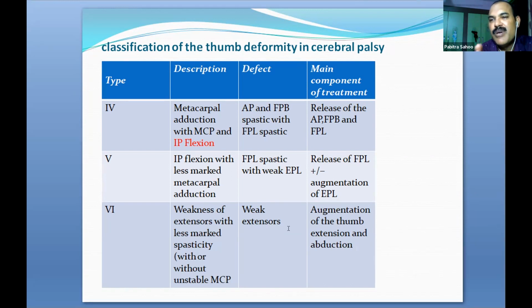Type 5, IP flexion with less marked metacarpal adduction. This is a special type where metacarpal adduction is not so prominent, but IP flexion is there. So you need to go for release of the flexor pollicis longus.